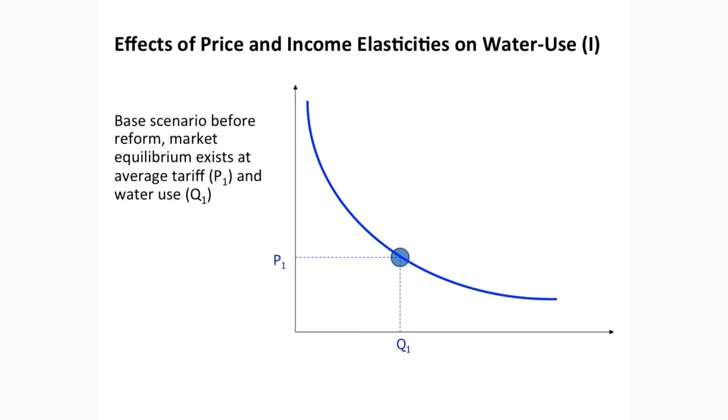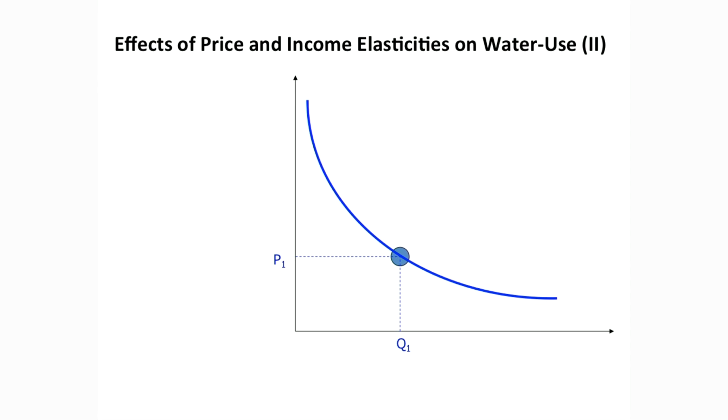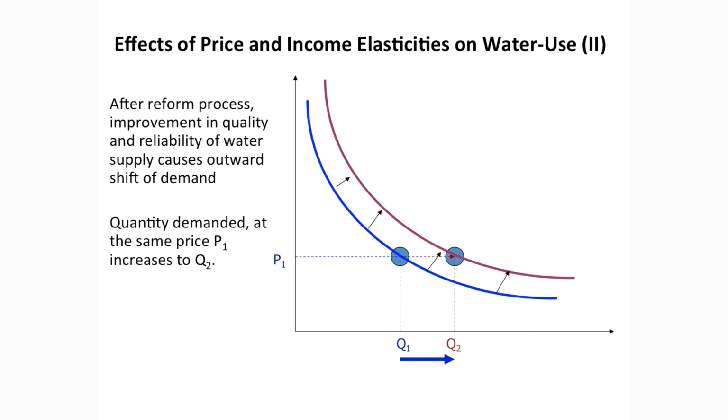Before the sector reform effort begins, the tariff is at P1 and the quantity of water used is Q1. Suppose the first step in the reform process is to improve the quality and reliability of water services. These improvements in service cause an outward shift of the demand curve. Because the tariff has not yet changed, the quantity demanded at price P1 increases to Q2.